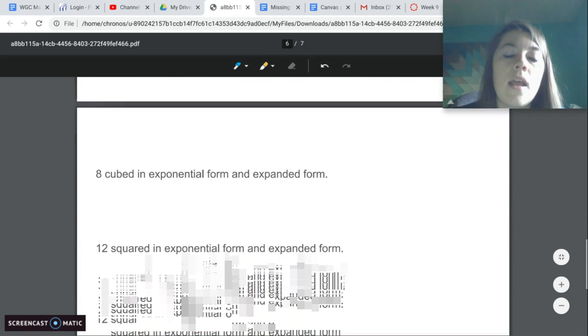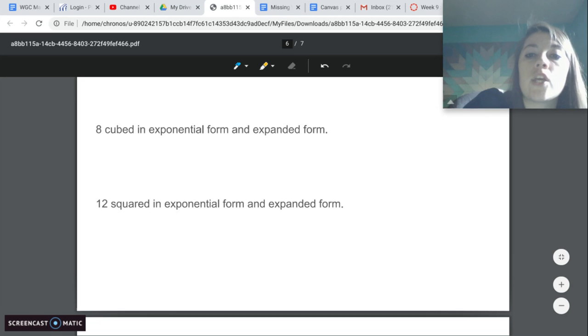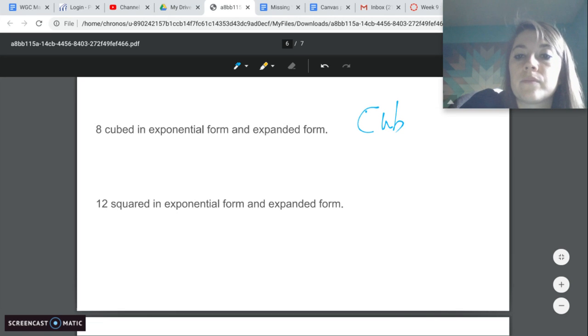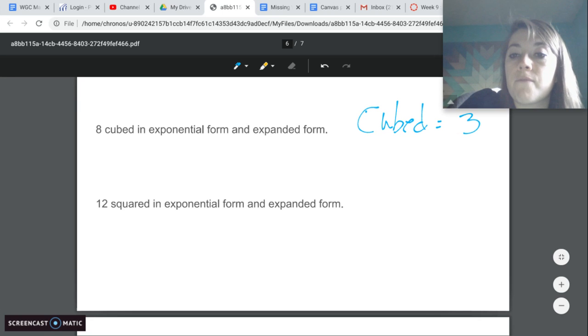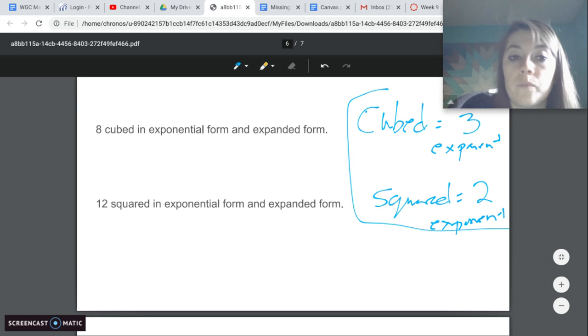All right. Now, 8 cubed in exponential and expanded form. Anytime you see cubed, it means 3 for an exponent. Anytime you see squared, it means 2 for an exponent. You need to know this, okay?